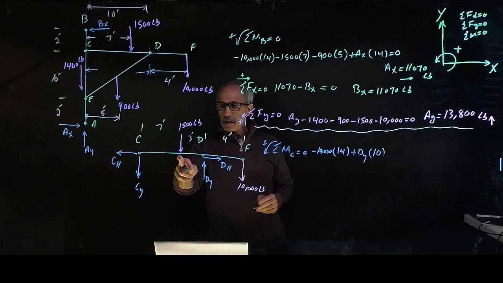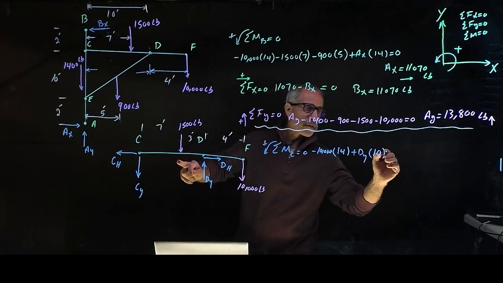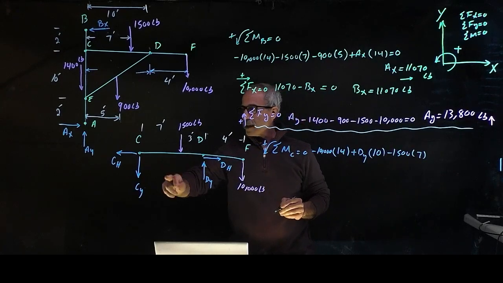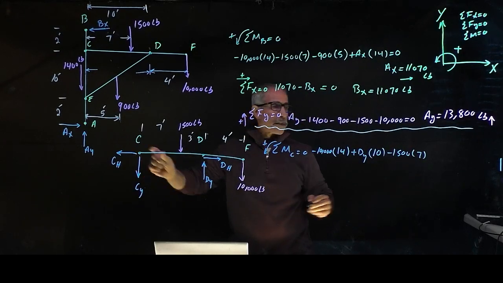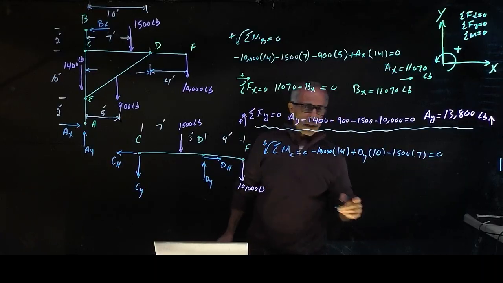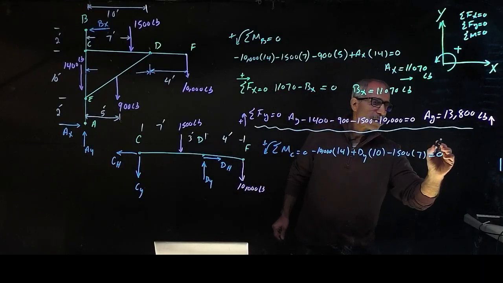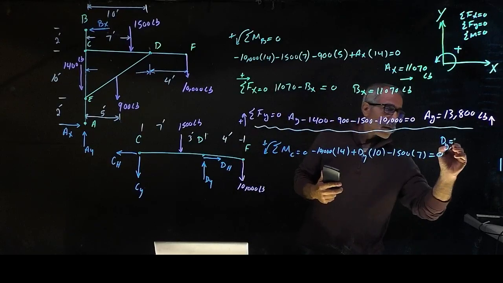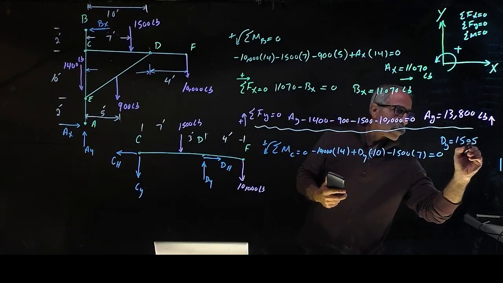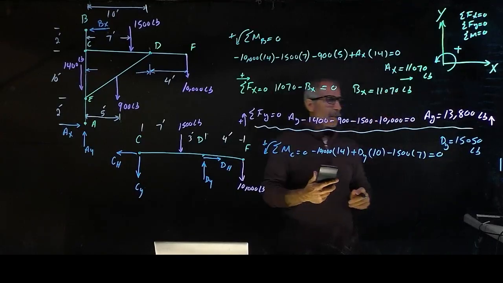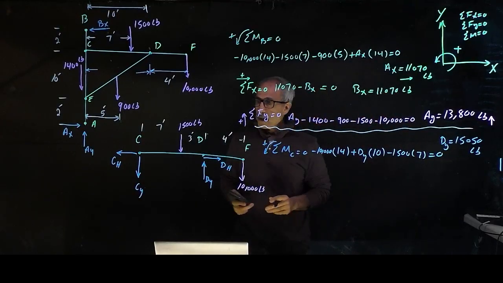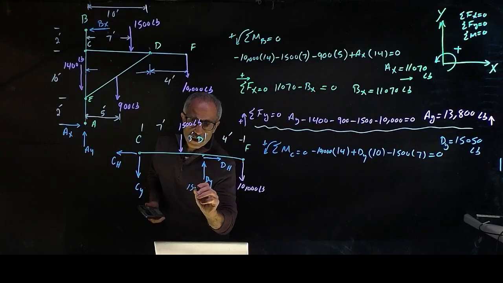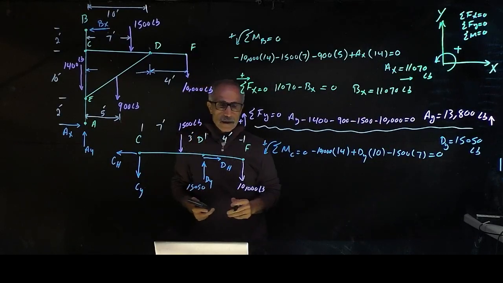Then I have this one. It's going clockwise, so it'll be minus 1,500 times 7 feet. That's right. And these cannot take a moment about itself, equals 0. And all I have is DY. So DY comes out to be 15,050 pound. So that's DY right there. And now we have this 15,050. Rest of it is easy.